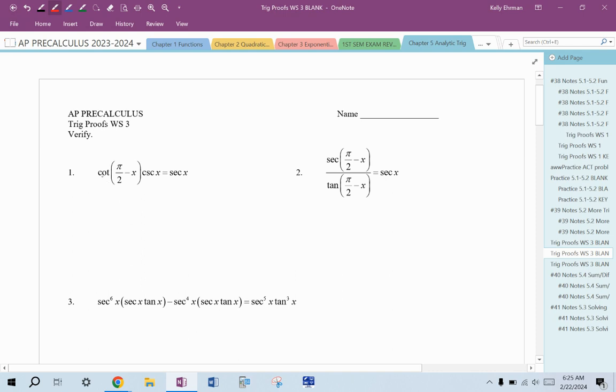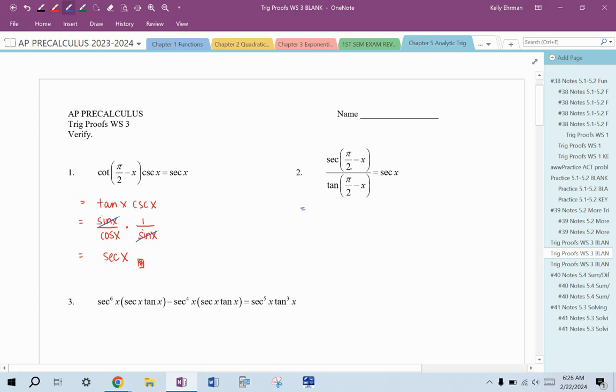So right here, cotangent of pi over 2 minus x. What is that equal to? So its cofunction is tangent x times cosecant x. When we have a mix of trig functions, we switch to sine and cosine. So tangent is sine x over cosine x. That's the quotient identity. Cosecant is 1 over sine x. That's the reciprocal identity. The sine x's can cancel. 1 over cosine x is secant x, which is what we were trying to prove.